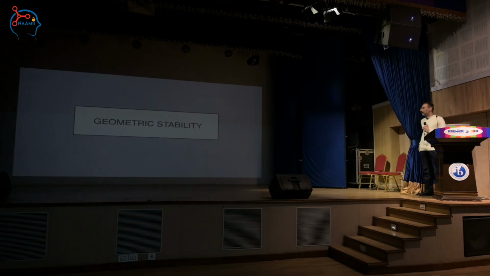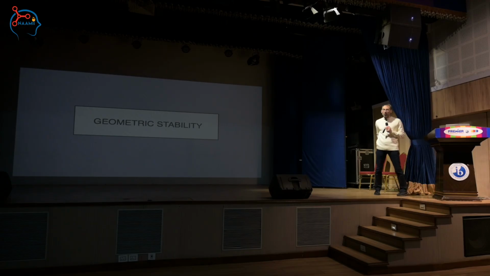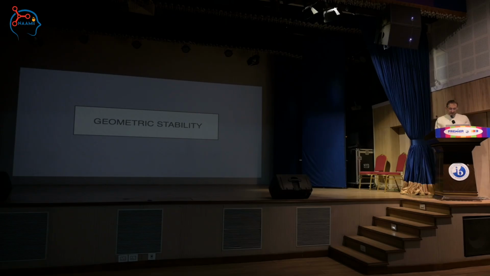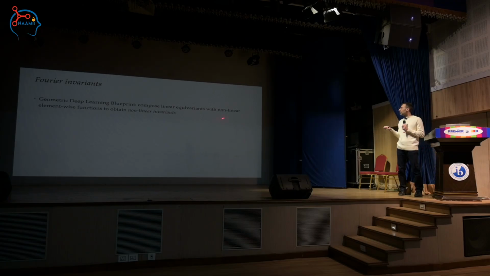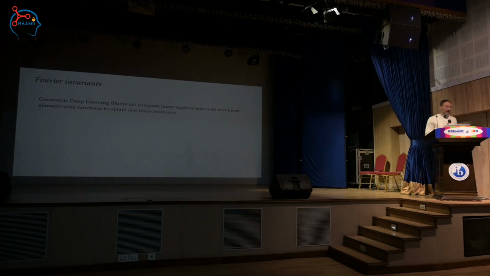Now, one important bit, which I will not go through in detail, is the question of geometric stability. Remember that in our blueprint, we said that we compose linear equivariance with nonlinear element-wise functions, and we get nonlinear invariance. So what kind of functions? For example, it can be the absolute value. Let's look at the Fourier transform and take the absolute value. This is a nonlinear translation invariant.